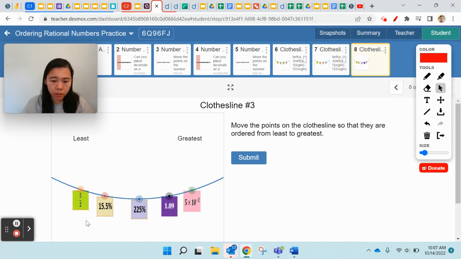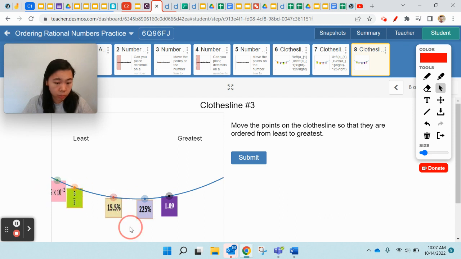One more. Okay. Again, got these percentages. I'm going to put them there. Let me drag these guys out of the way first. 15.5%, definitely less than 225%. Now, 225%, 100% is 1 whole. 200% is 2 whole. So this is going to be 2.25.